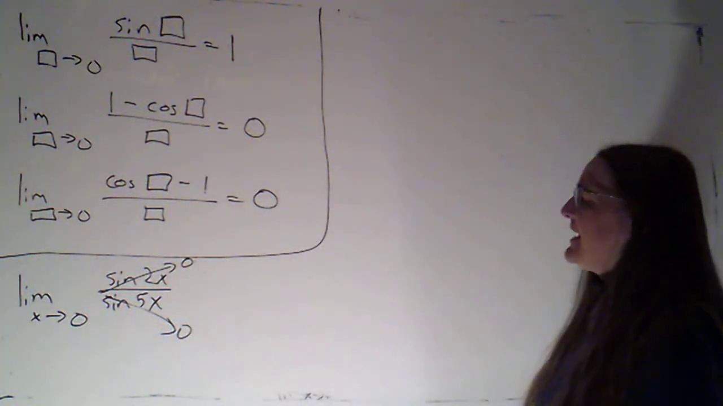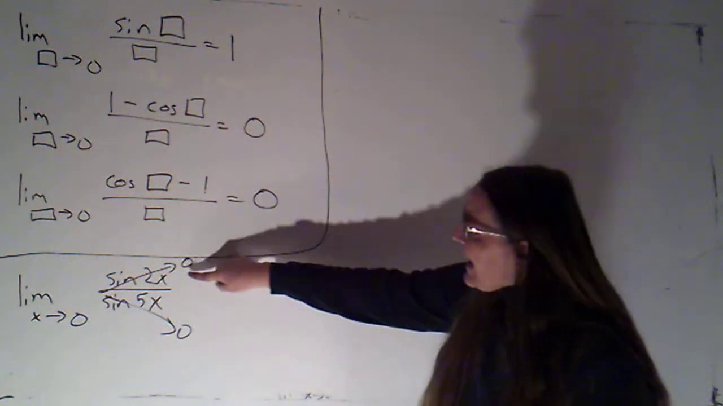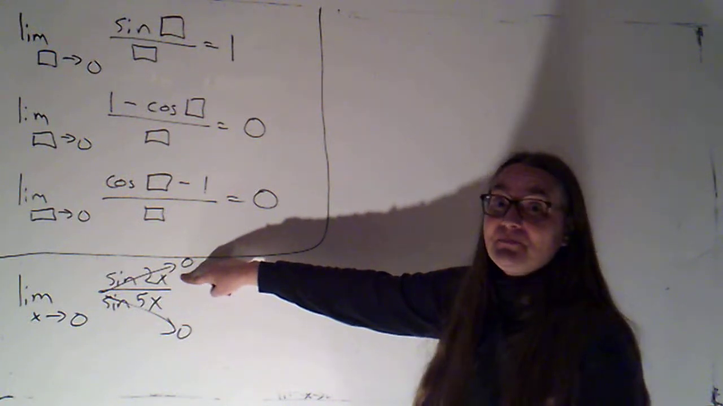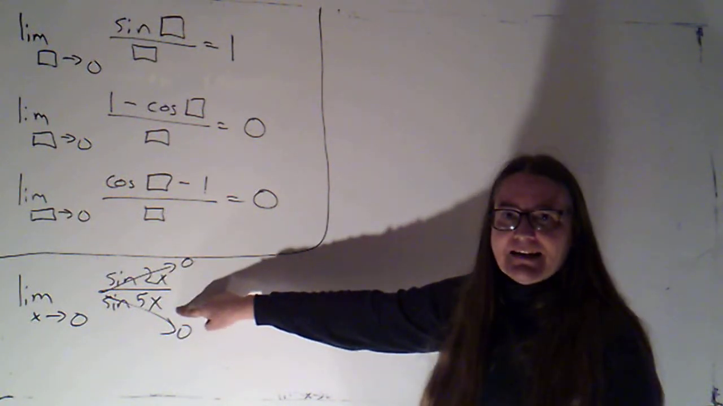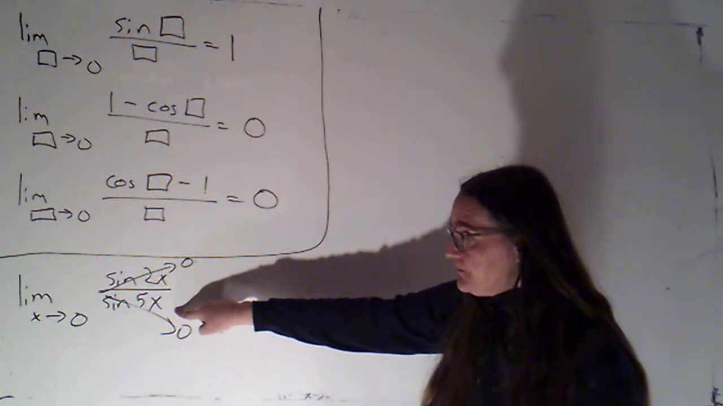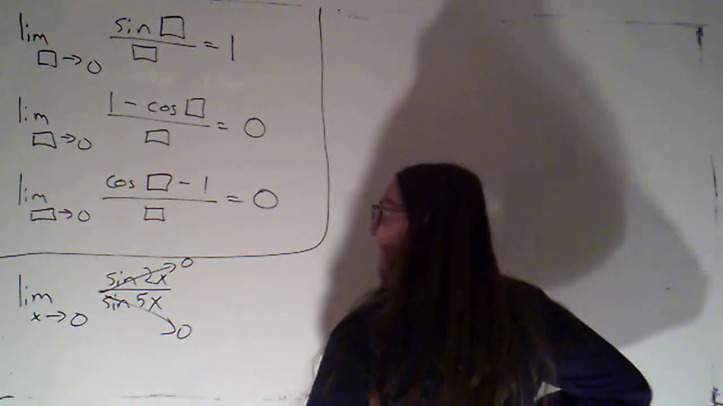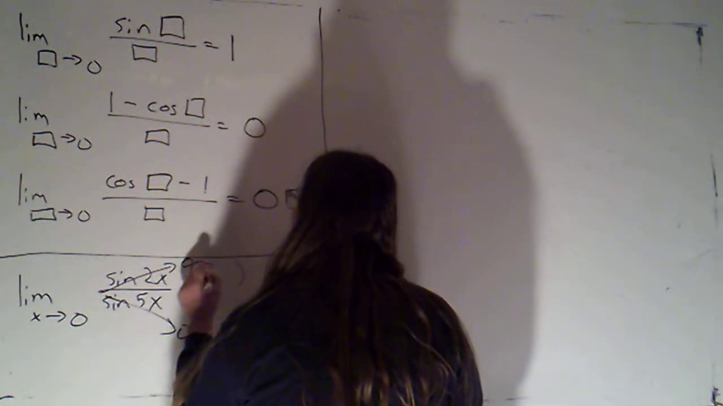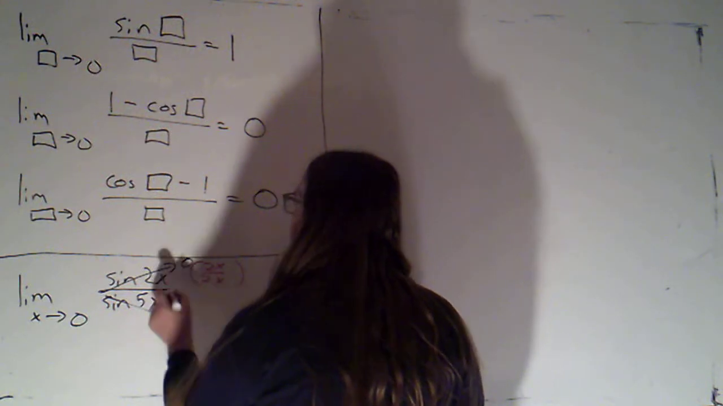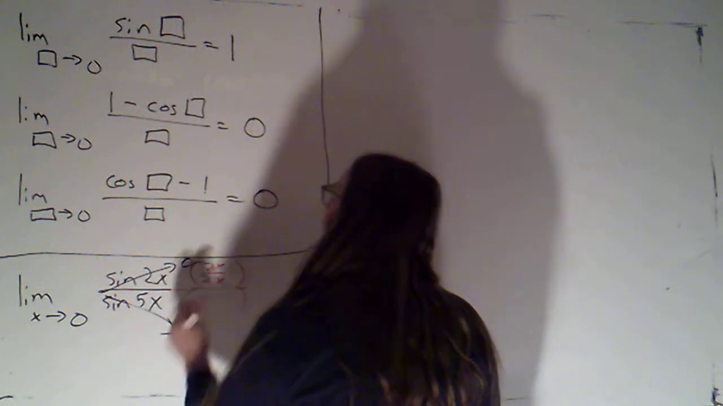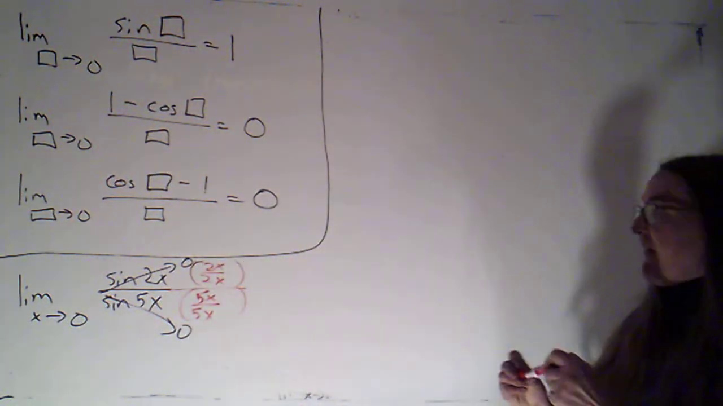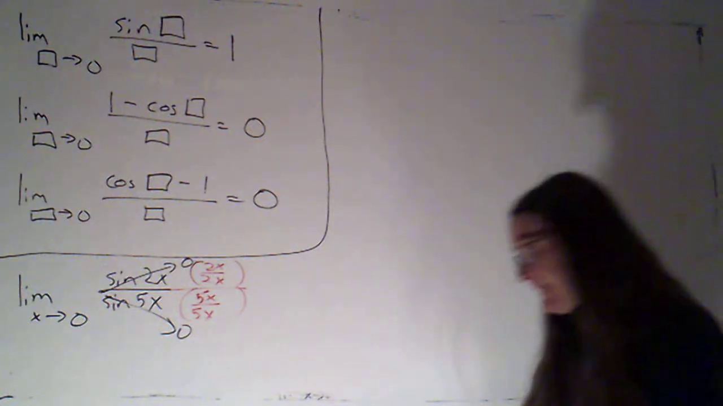Okay. So what I'm going to do is say I would like to have underneath that sine 2x, I'd like to have a 2x. And underneath that sine 5x, I'd like to have a 5x. So what I'm going to do is I'm going to multiply by 1 twice. I'm going to multiply the top by 1 in the form of 2x over 2x. And I'm going to multiply the bottom by 1 in the form of 5x over 5x.